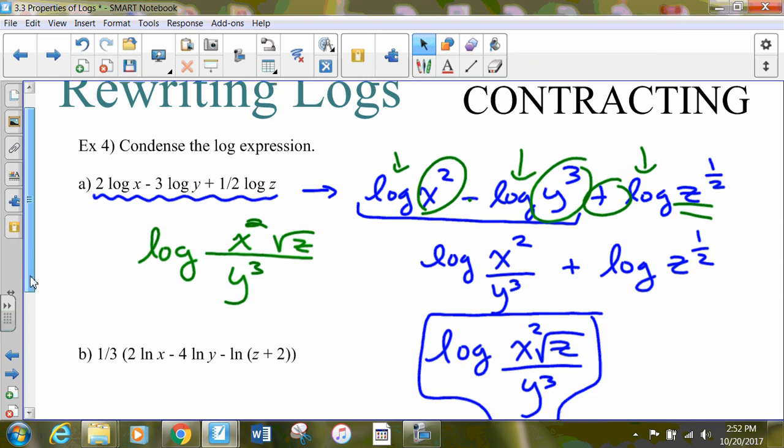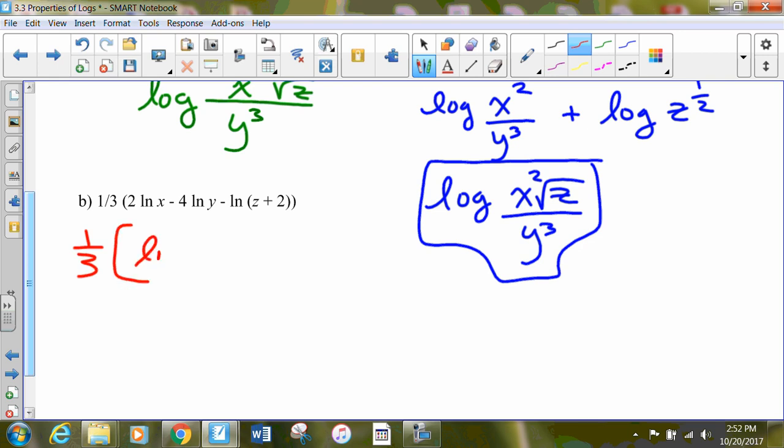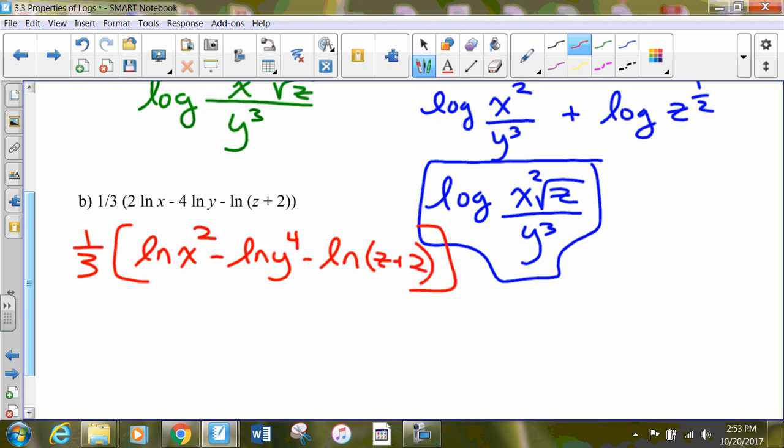All right, so let's look at this next one. We've got a 1/3 out there. We're going to leave that 1/3 to the very, very end. So here we go. Let's see, we're going to pull the 2 up there to be in the power. We're going to pull the 4 up to be in the power. And we're going to leave the rest of it. There's nothing else to do. Here we go.